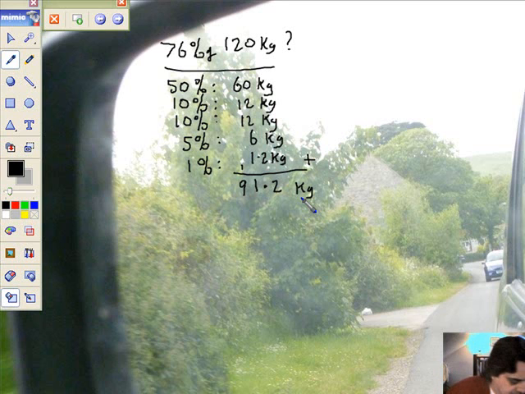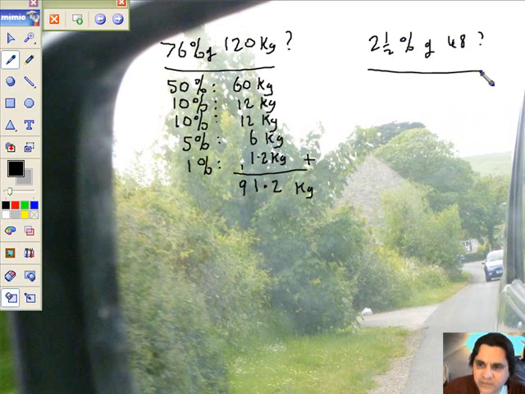What else have we got? That's disgusting. I'm not going to do any more of those. What about something like 2.5% of 48? That's a question for you, isn't it? I'll tell you what I'm going to do. Let me go to 10%.